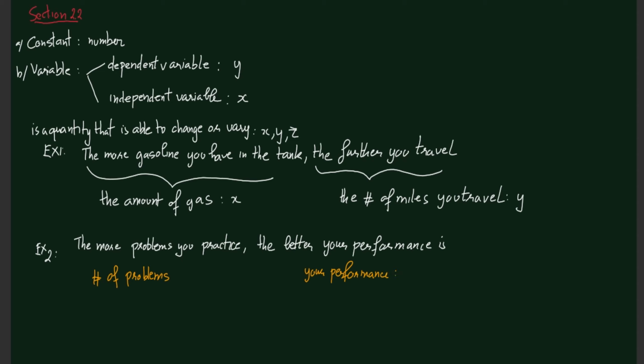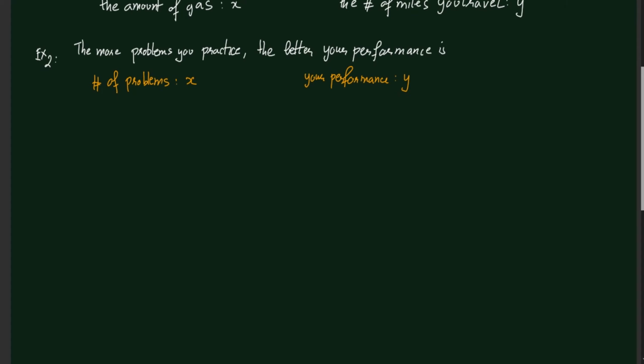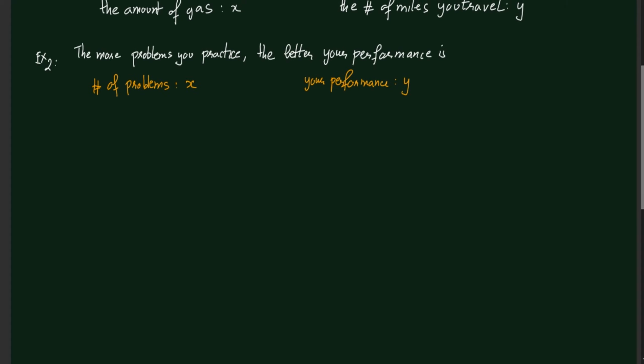So your performance depends on the number of problems you practice. So your performance is the dependent variable, so your performance will be y, right? And this is the independent variable, so this will be x. Okay. Let me put this down there. So you see that there are so many relations you can have between dependent and independent variables.